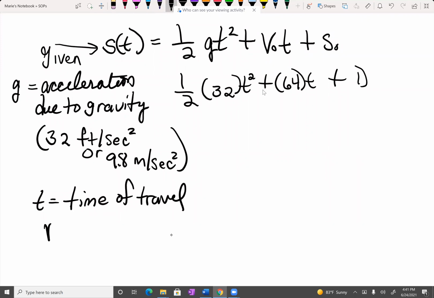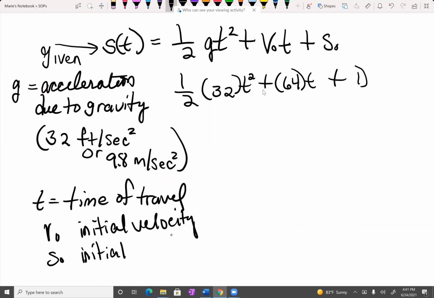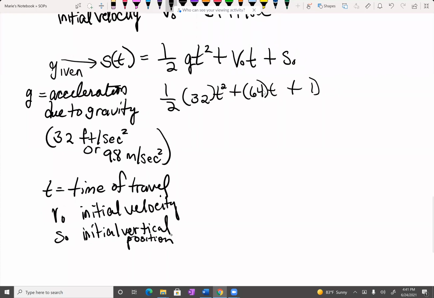And again, v sub 0 is initial velocity. And s sub 0 is the initial vertical position. This is all given to you, so it's not something we expect you to come up with, but we do want you to use the equation, basically substitute as you read.